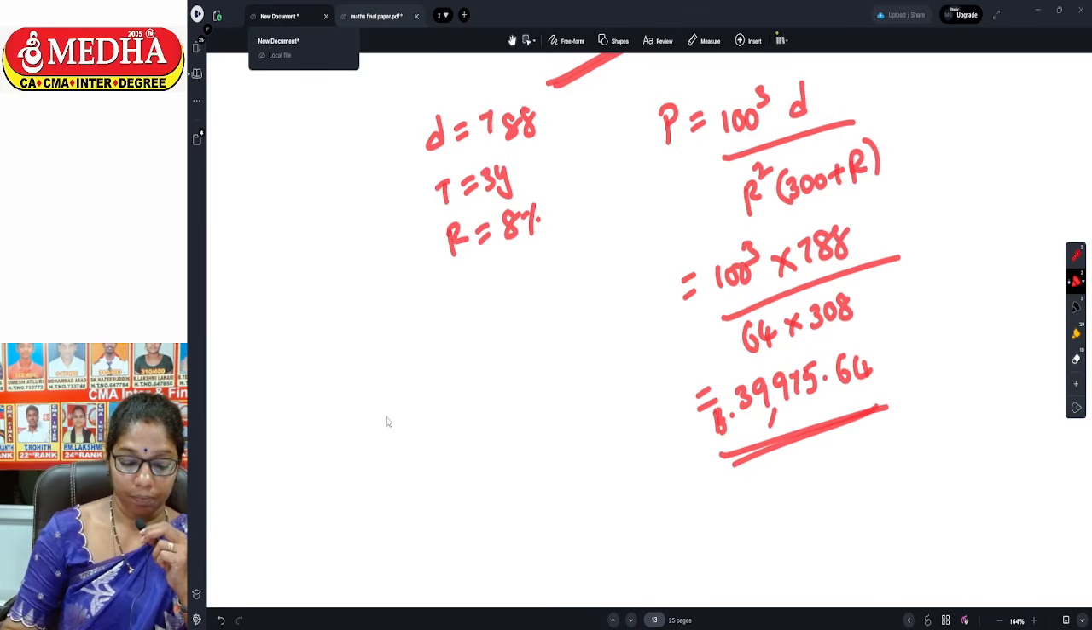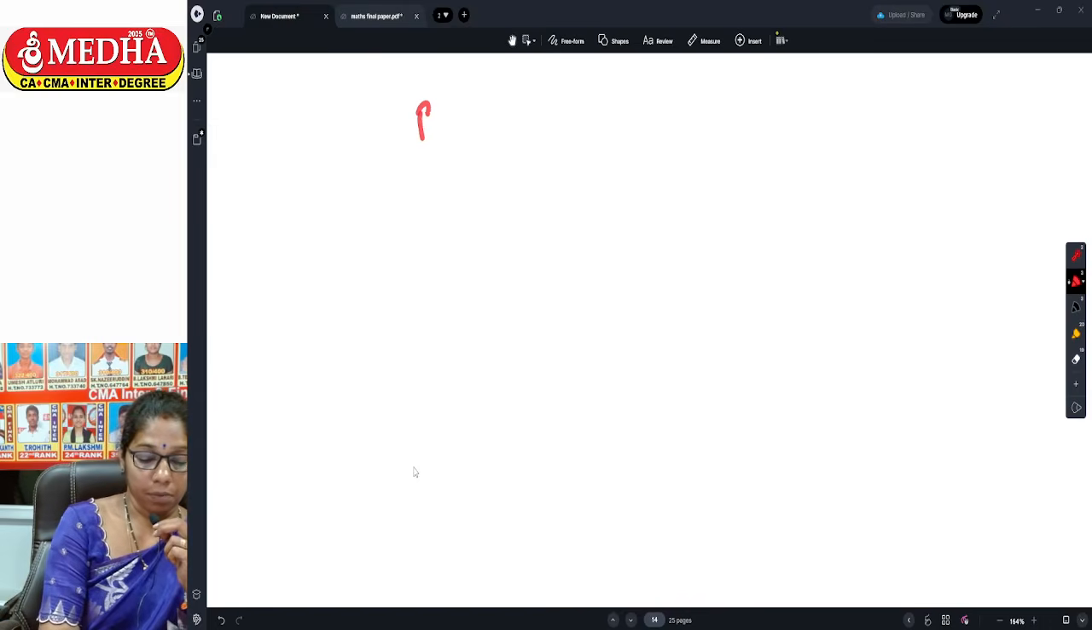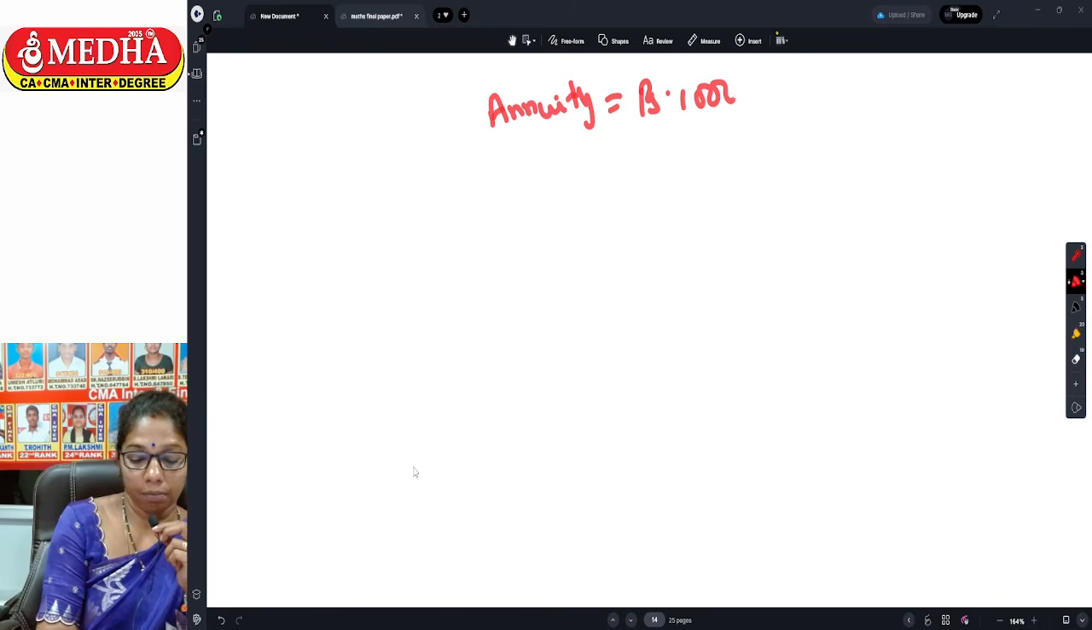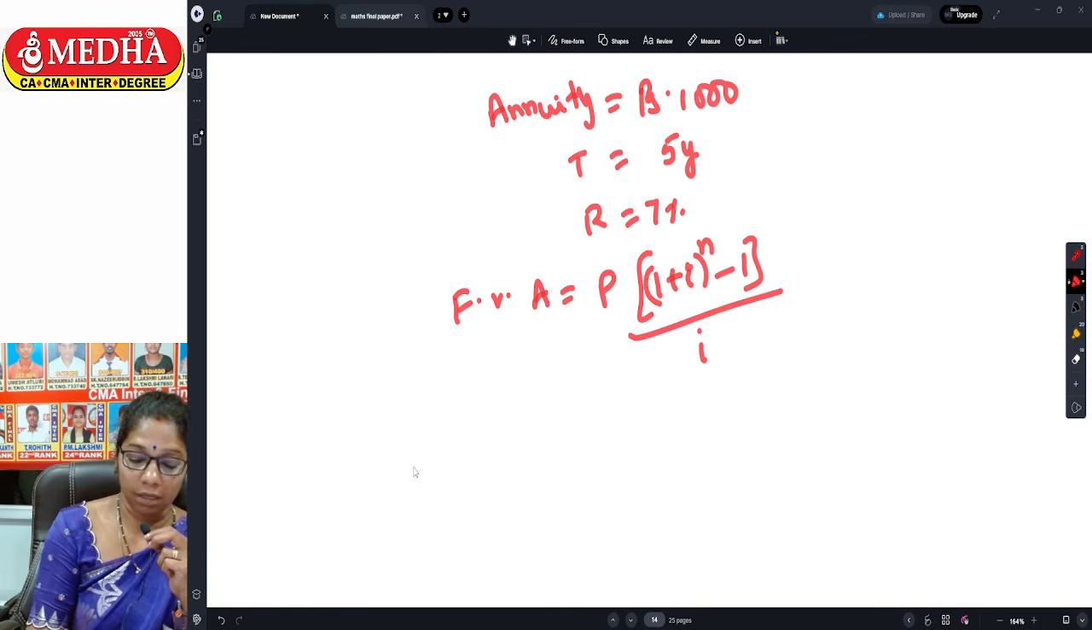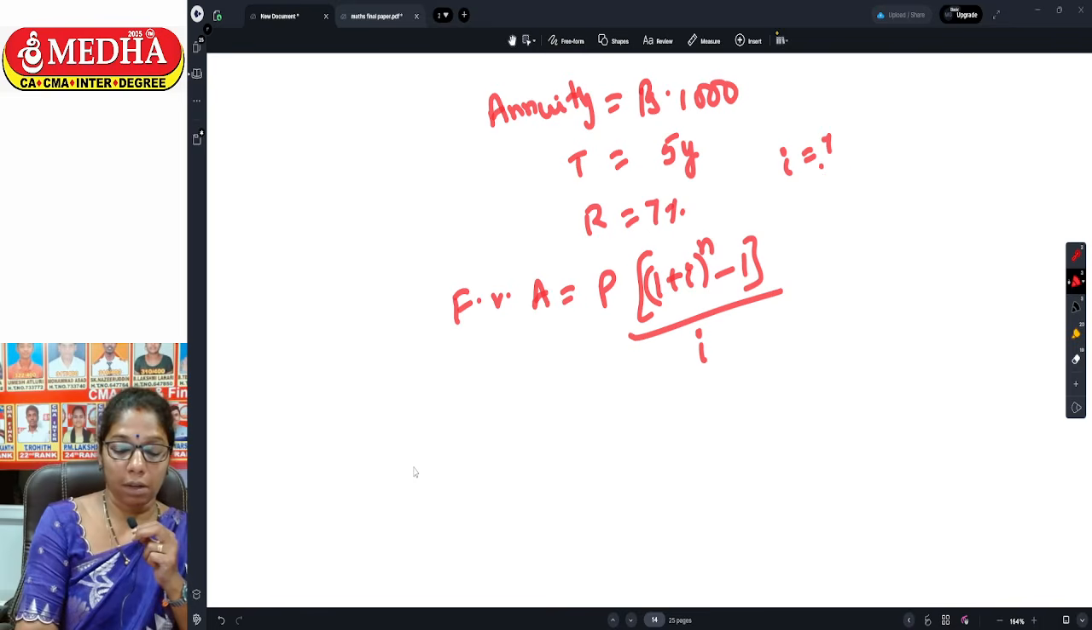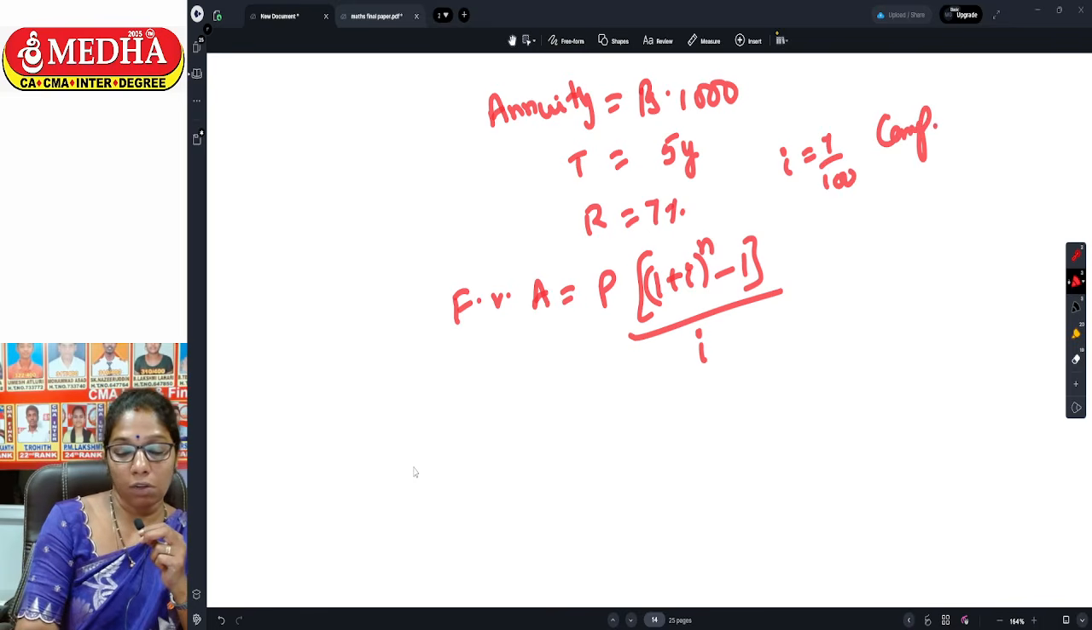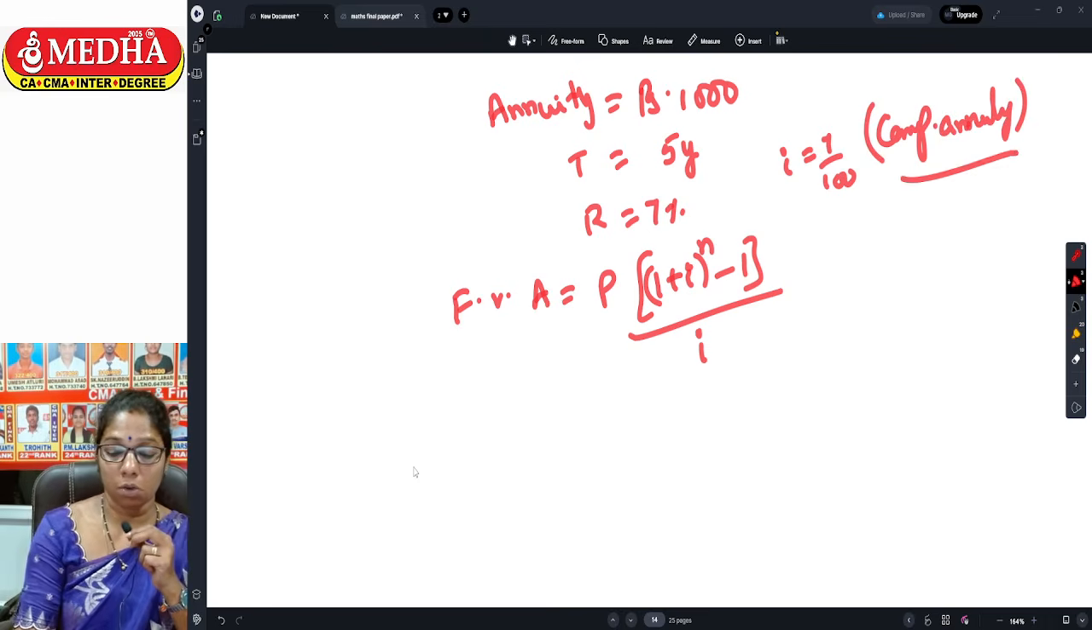So that is, the annuity or installment is equal to rupees 1000, time period is 5 years, rate percent is 7% per annum. Future value of annuity is nothing but P of (1 plus i) whole power n minus 1 by i, in which i is equal to 7 by 100. It is mentioned that it is compounded annually. Yearly interest is being paid, and the yearly interest is added to the principal, that is compounded annually.